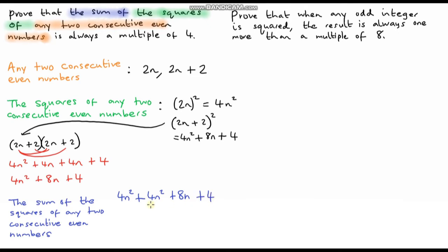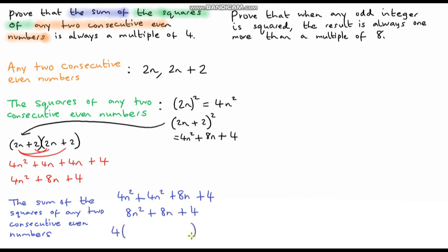And we can simplify that again, so we can combine the n squared terms. So we are left with 8n squared plus 8n plus 4. Now we need to prove that this expression here is always a multiple of 4. Now how do we do that? Well, we can see that we can factor out a 4 from each term in our expression. Each of these terms is divisible by 4. So let's factor out a 4.